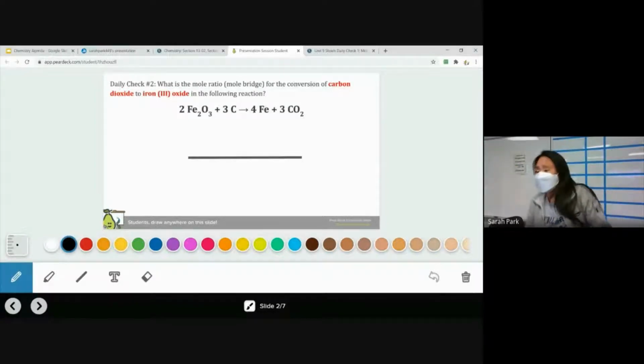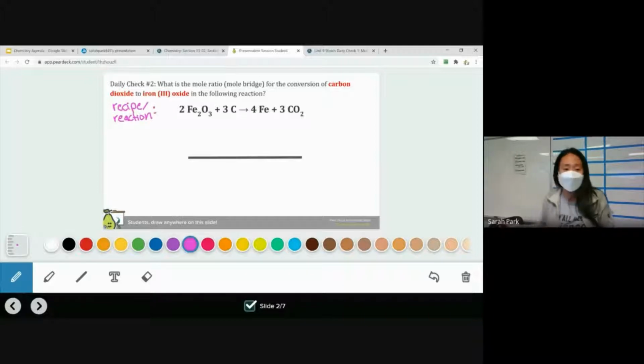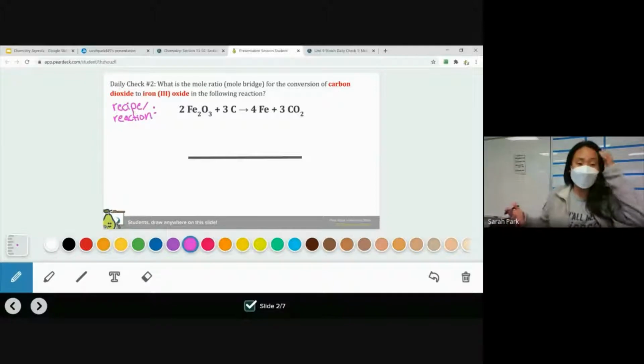So here we go. This question asks, what is a mole ratio for the mole bridge for the conversion of carbon dioxide to iron 3 oxide in the following reaction? Things to keep in mind: when you cook, you use a recipe. In chemistry, we call it a reaction. It's exactly the same thing. I use those words interchangeably, just so you know that it is not a scary word.